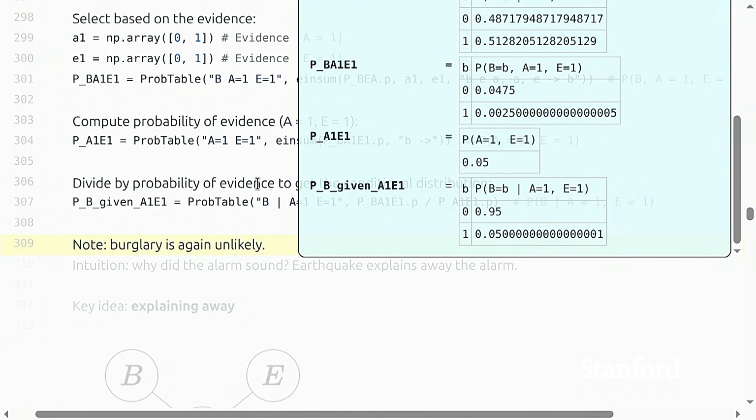And the intuitive reason is, if you think about why did the alarm sound? Okay, it must have been because of an earthquake or a burglary. And when you observe the earthquake, then this explains away the alarm. Meaning that it's probably the earthquake that's generating the alarm, not the burglary. So it sort of takes the pressure off of the burglary and puts it on the earthquake. That's the intuitive reason why it holds. And the reason, this is just math, so it's just true.